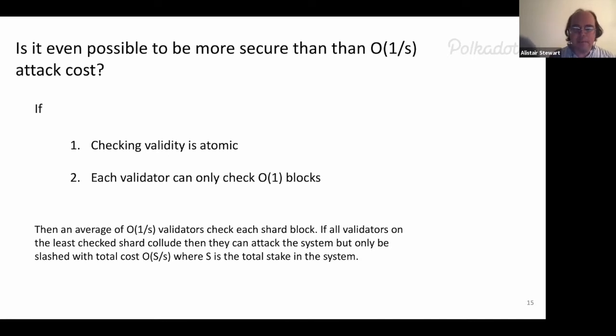Then we can only check a constant number of blocks. And if this is true, then we're going to be validating, and the cost is going to be 1 in S of the stake of the entire system at most. Now, neither of these are necessarily true.